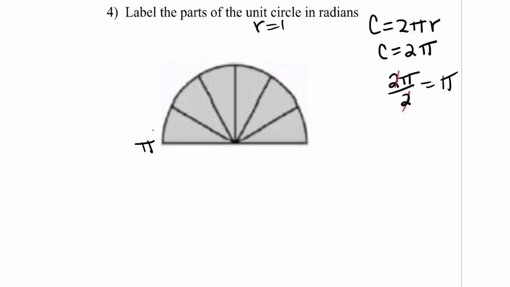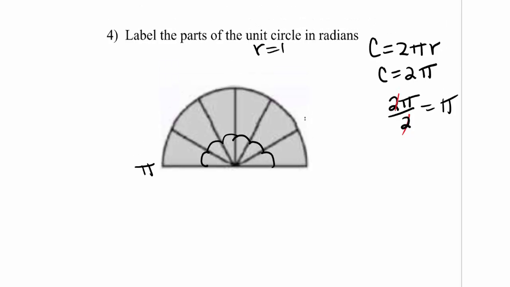Now, to see these other locations, I'm going to see how many parts this semicircle is divided into. And we see that it's divided into 6. So the first one is pi over 6. Now the interesting thing about 6 is there's going to be a lot of reducing. So the second one would be 2 pi over 6, which reduces to pi over 3.